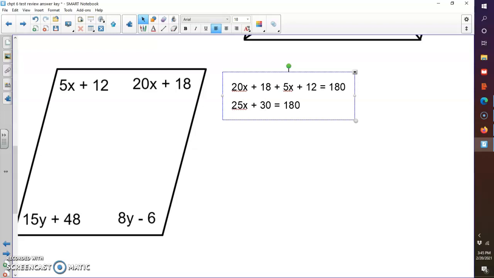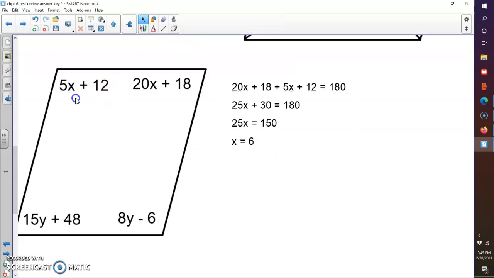25x plus 30 equals 180. 25x equals 150. And my x equals 6. And I'll check it. This becomes 42. And this becomes 138. And those two angles right there are supplementary, as they're supposed to be.